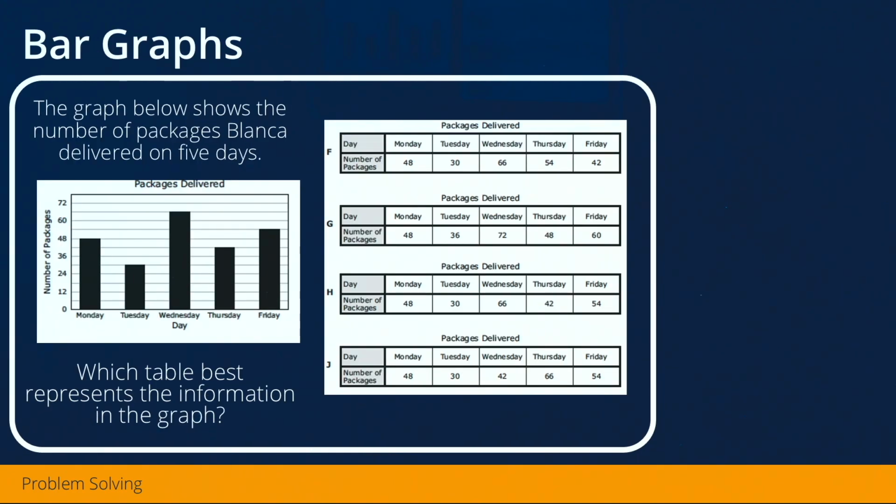Here's a question around bar graphs. The graph below shows the number of packages Blanca delivered on 5 days. The question asks, which table best represents the information in the graph? So here we have the graph, and then we have to look at the tables to figure out which of these best represent the data in the graph.